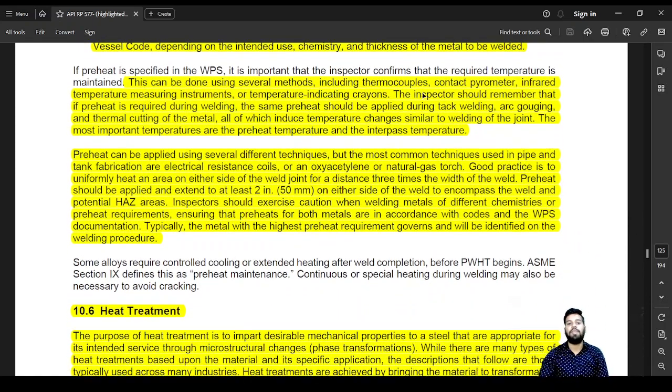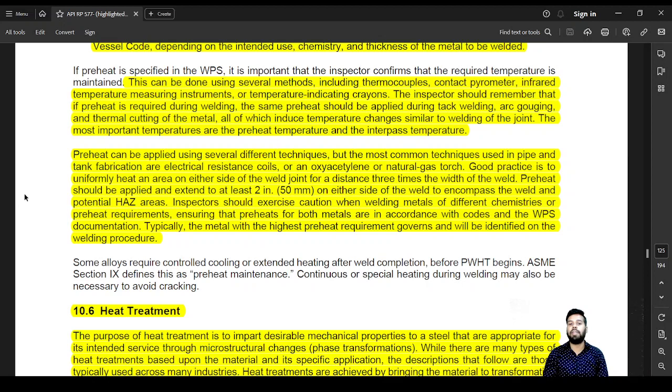If preheat is specified in the WPS, it is important that the inspector confirms the required temperature has been maintained. This can be done by several methods: using thermocouples, pyrometers, infrared temperature measuring devices, or temperature indicating crayons. The inspector should remember that if preheat is required during welding, the same preheat should be applied during tack welds, arc gouging, and thermal cutting of the metal, all of which induce temperature changes similar to the welding of the joint.